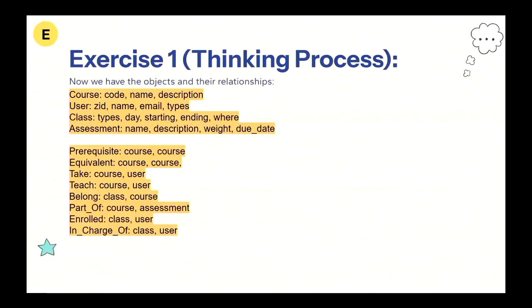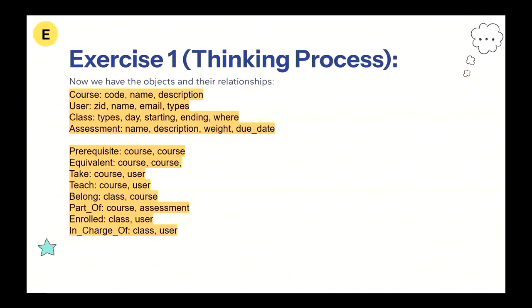So now we have a lot of relations. We have prerequisite. One course could be the prerequisite of another one. We have equivalent. One course could be the equivalence of another course. And we have the relationship of take. A user can take a particular course. And we have the relationship of teach. A user, like a lecturer or a tutor, can teach a course.